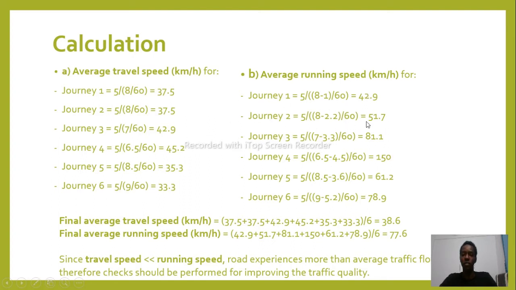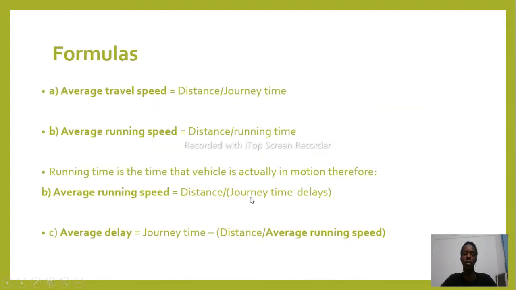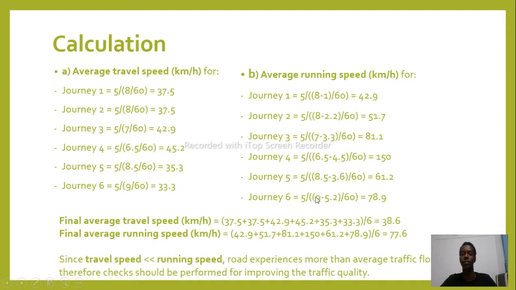And then the average running speed formula is given as distance divided by journey time minus delays. So let's look at journey 5 for example. The average running speed is distance 5 divided by 8.5, which is the time taken, minus 3.6, which is delay time, divided by 60 in order to convert it into hours. We get 61.2 kilometers per hour. Use the same formula for every journey, and we get the average running speed for each journey.